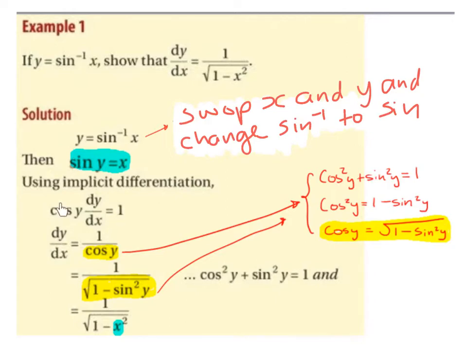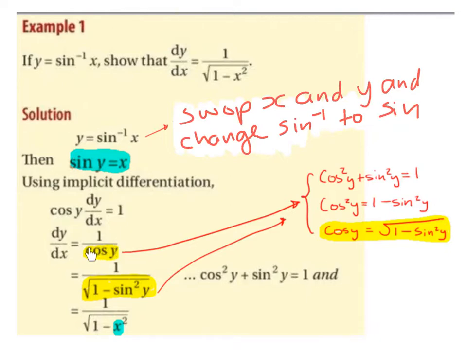So now we have cos y dy/dx equals 1, and we're going to solve for dy/dx. So we need to divide both sides by cos y to get the dy/dx on its own. So we have dy/dx equals 1 over cos y.